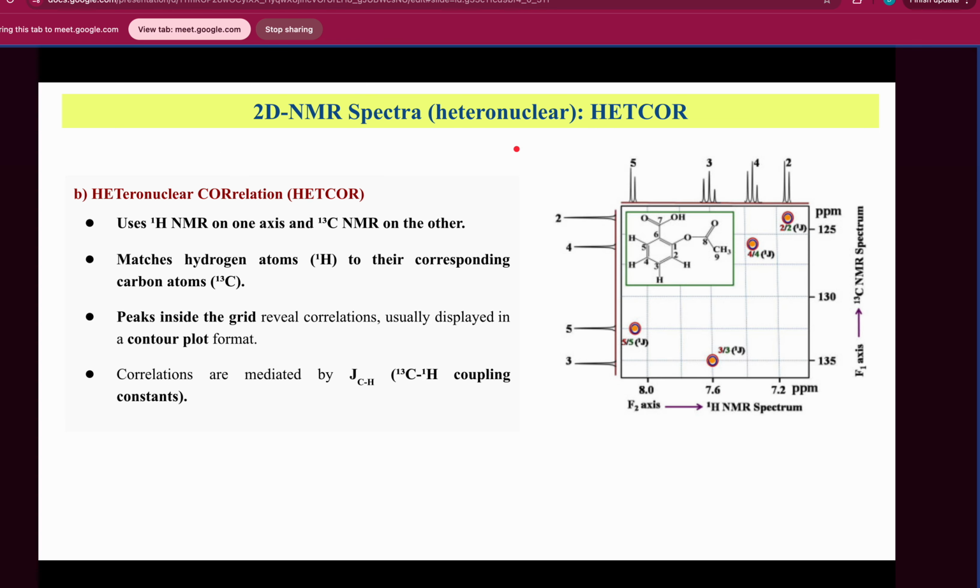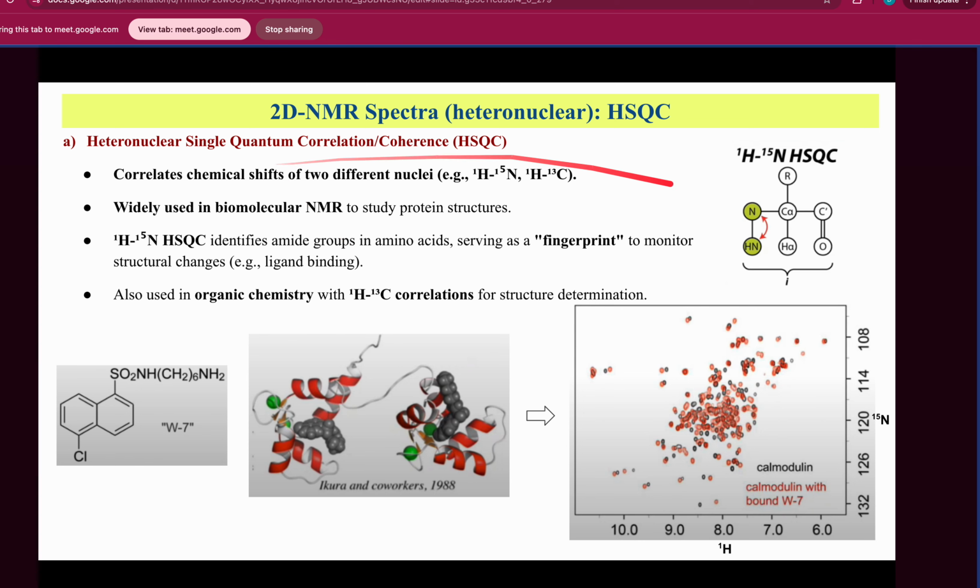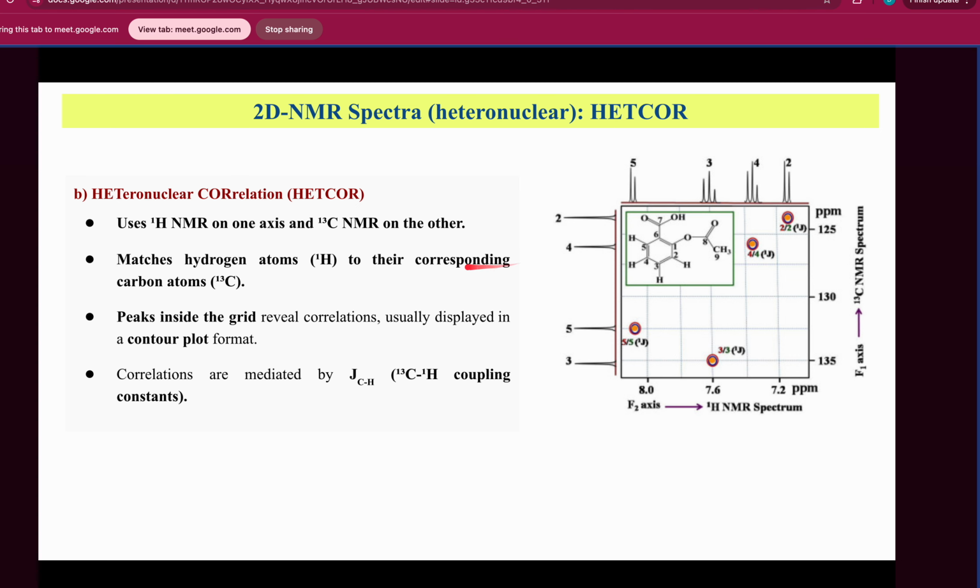The second type of heteronuclear 2D NMR spectra is HETCOR, which means heteronuclear correlation. In this case, it uses H1 NMR on one axis and carbon-13 on the other axis. So this is also the same. In the previous case, we looked into the amide hydrogen and the N group. And in this case, we are comparing hydrogen and carbon.